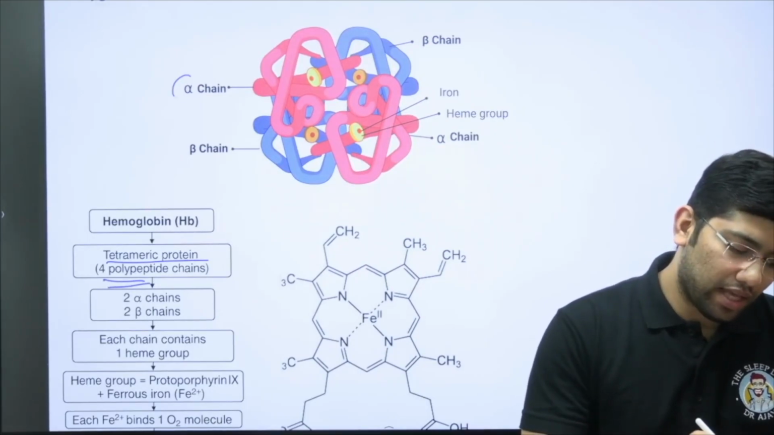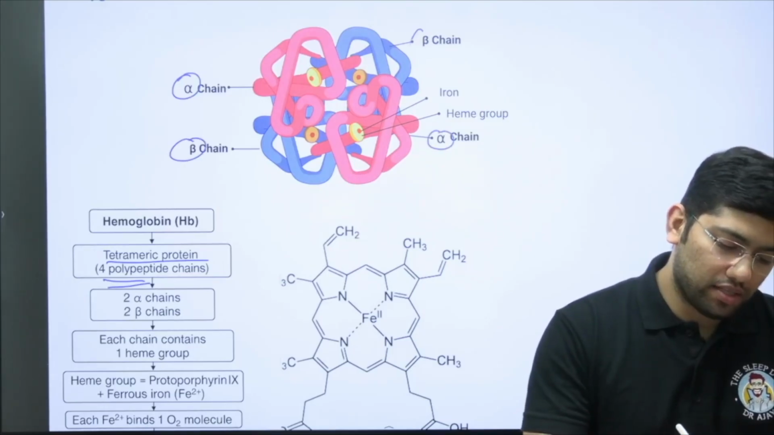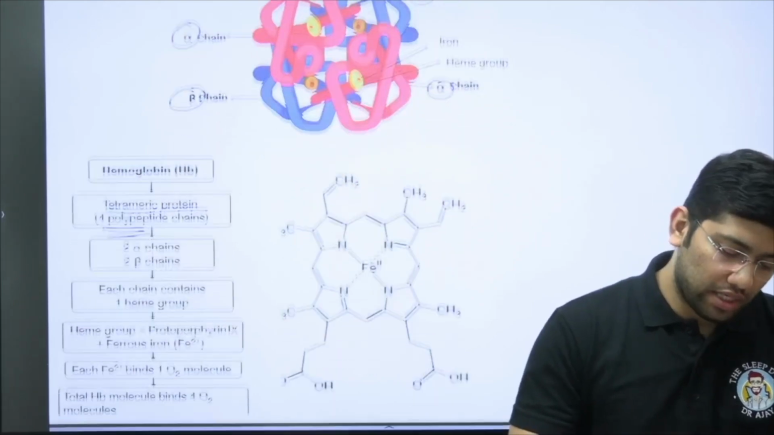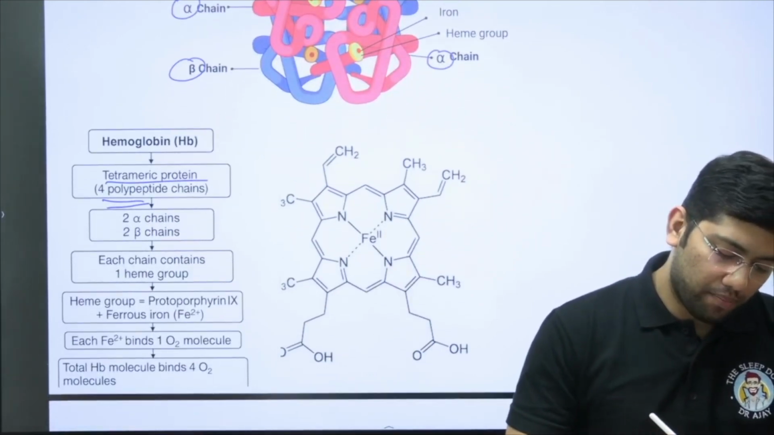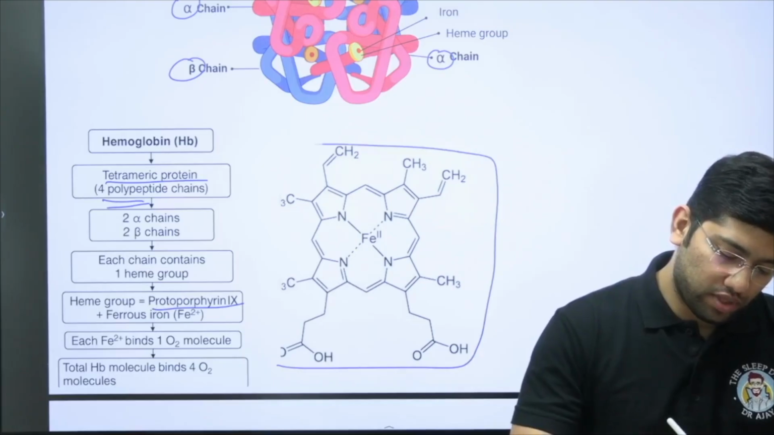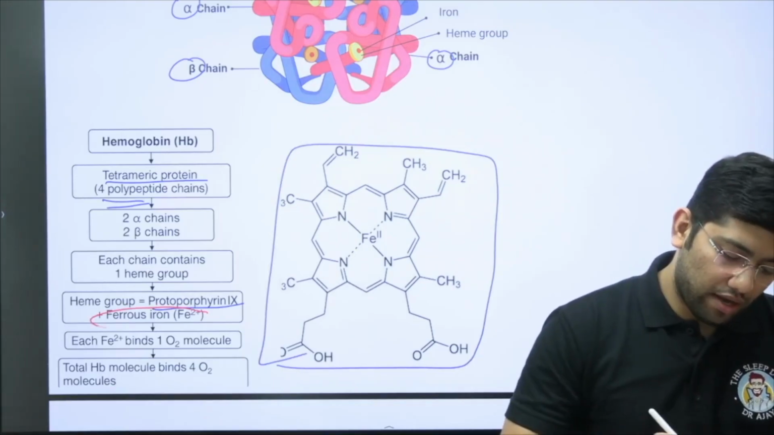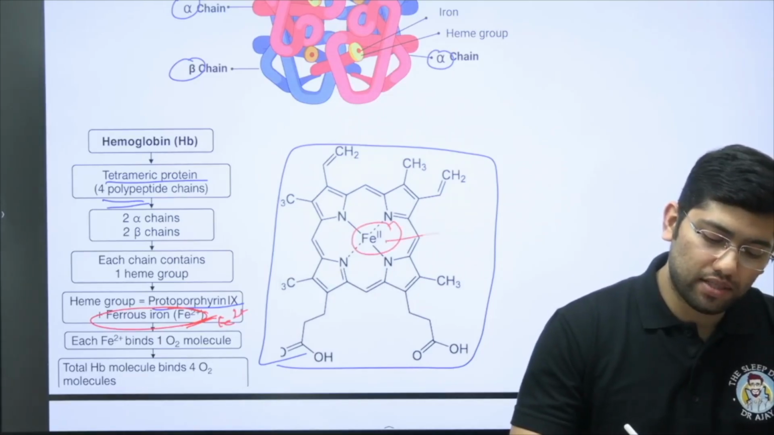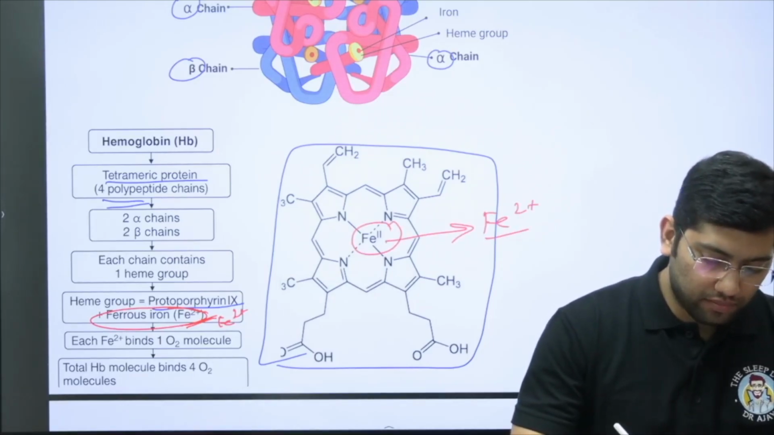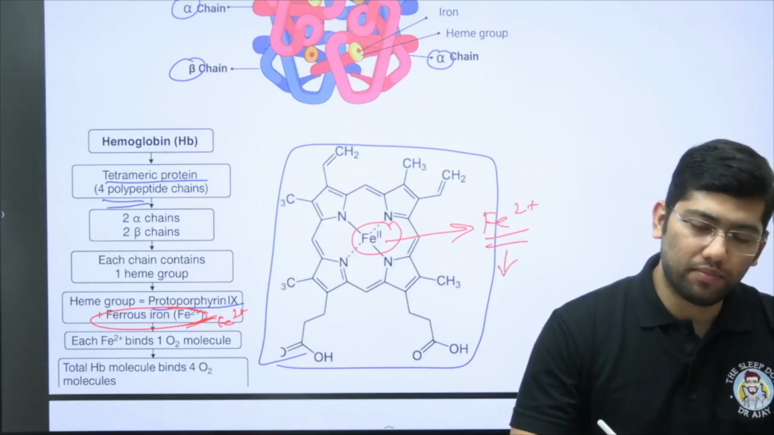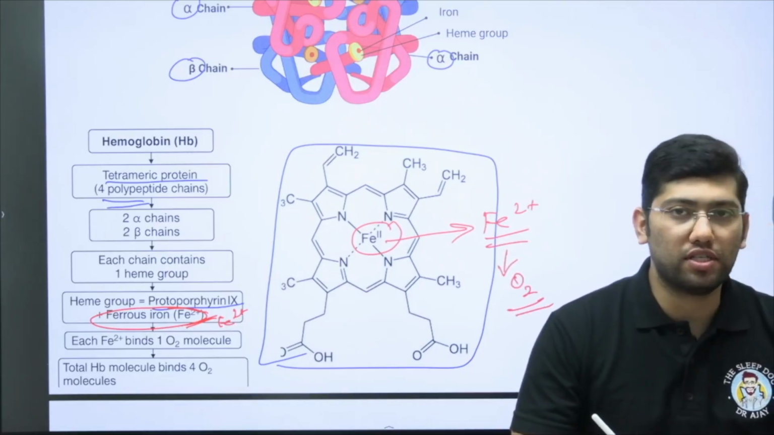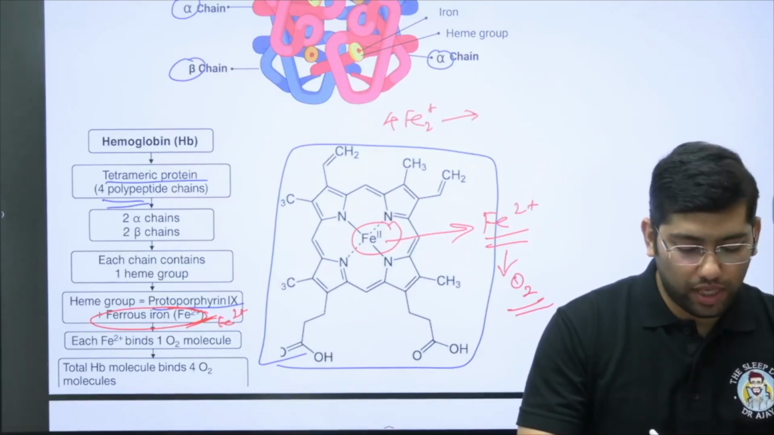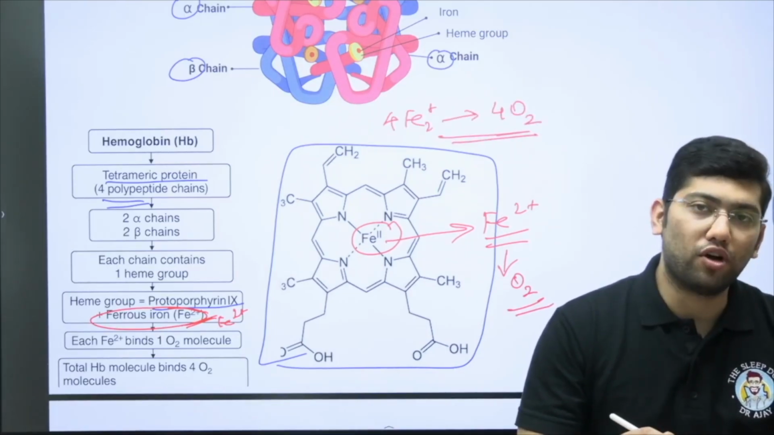chains, namely alpha chains and beta chains. So, 2 alpha, 2 beta, making it a 4-chain molecule. Now, the hemoglobin structure has a protoporphyrin ring, which is this, and an iron atom which is in the ferrous state, that is Fe2+, here in the center. Each ferrous atom can bind to 1 molecule of oxygen. So, the hemoglobin has 4 ferrous atoms, so it can bind to 4 molecules of oxygen.